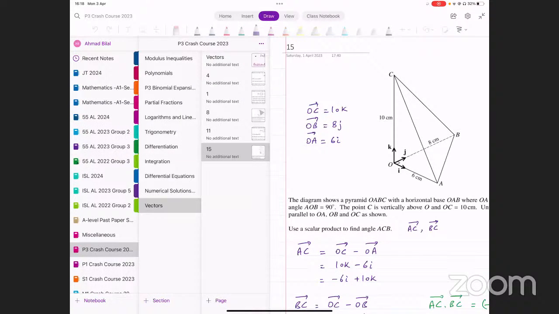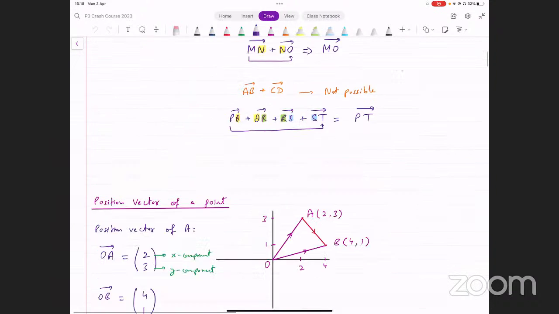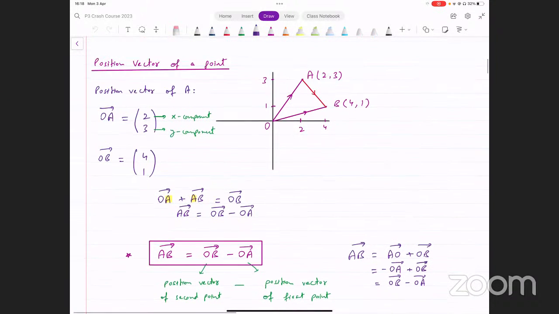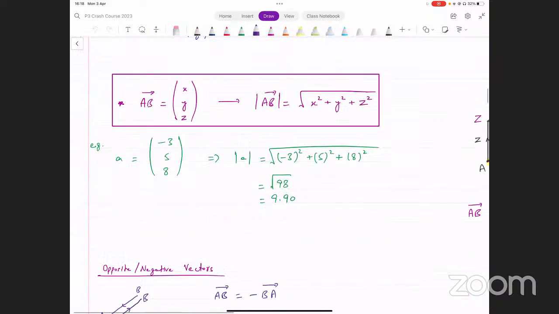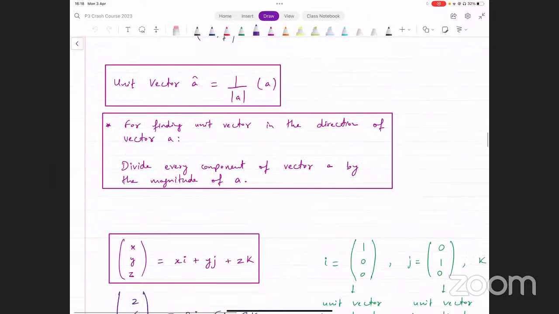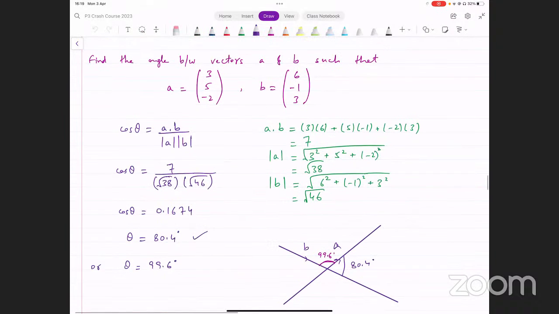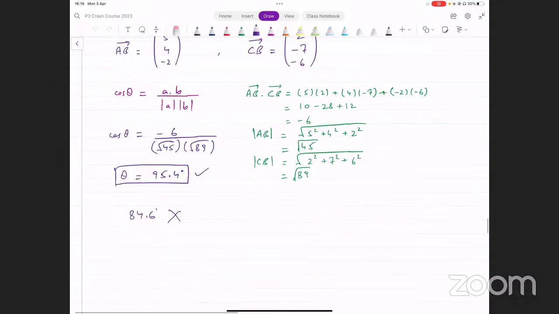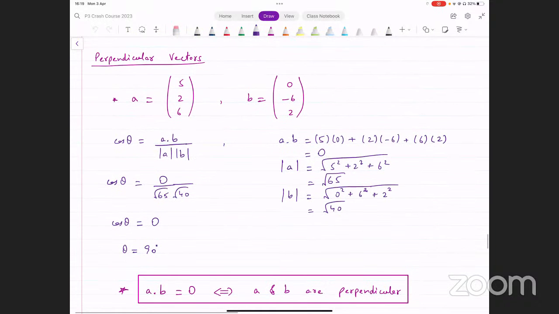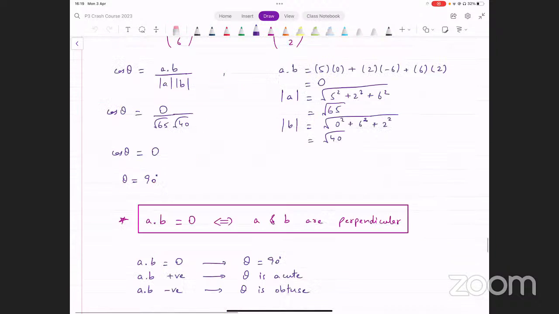We were doing vectors, and today we want to continue and discuss the next concepts. We're done with a number of concepts already. For example, we've talked about position vector of a point, magnitude, addition, subtraction of vectors, multiplication of vectors, unit vector, multiplication of two vectors using dot product, and then using that dot product to find angles between vectors. And we have discussed perpendicular vectors and parallel vectors. So these are all different things that we've done until now.